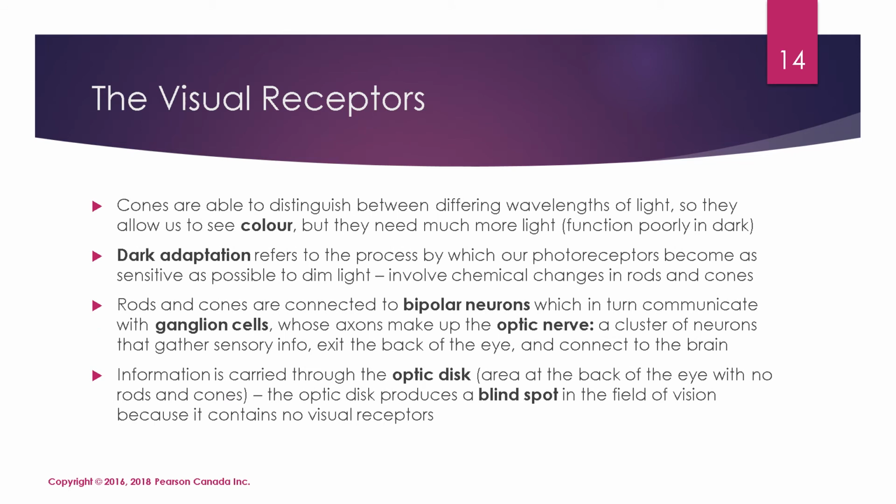So cones, as I mentioned, are able to distinguish between differing wavelengths of light. As I said, they allow us to see color, but they need a lot more light in order to function. So even though they're really good at distinguishing between different colors, they don't operate well in low light settings. Dark adaptation refers to the process by which our photoreceptors become as sensitive as possible in a dim light setting. So essentially it involves chemical changes in the rods and cones.